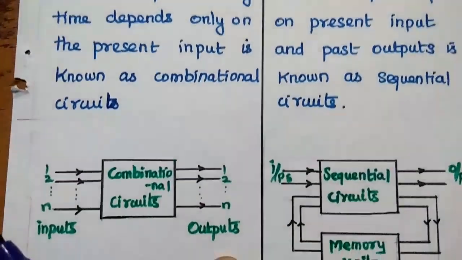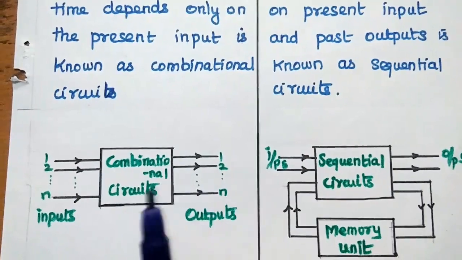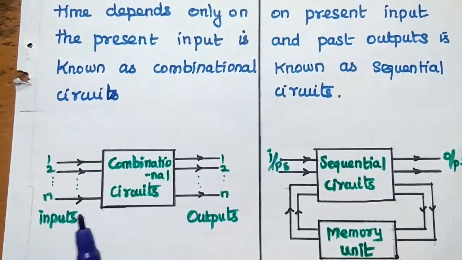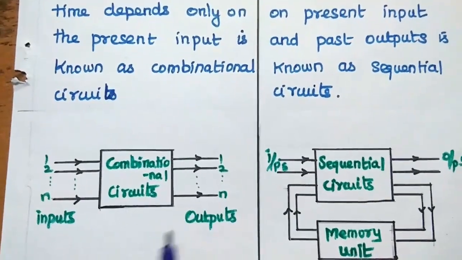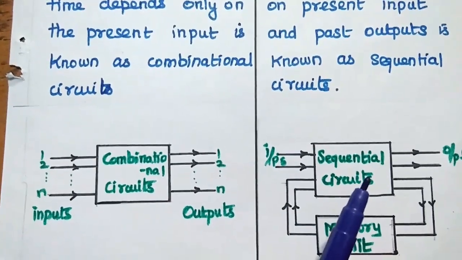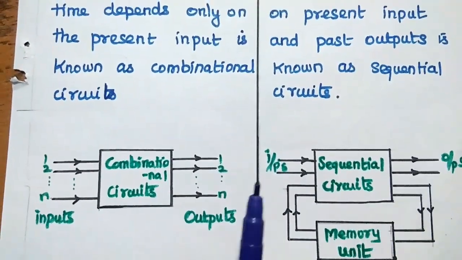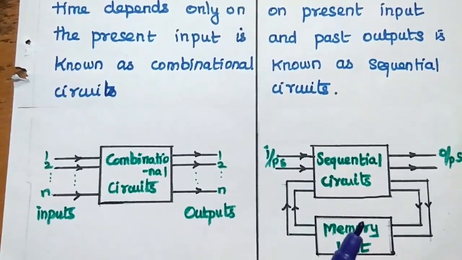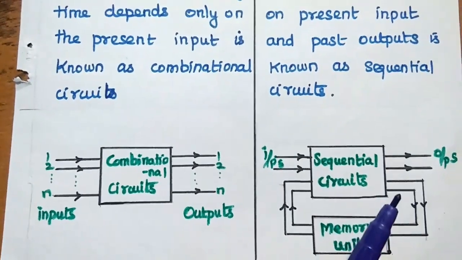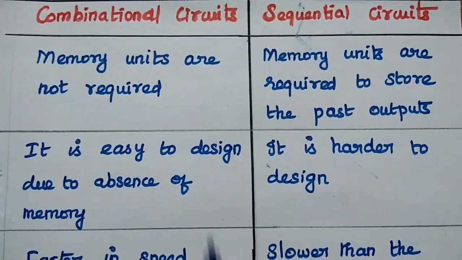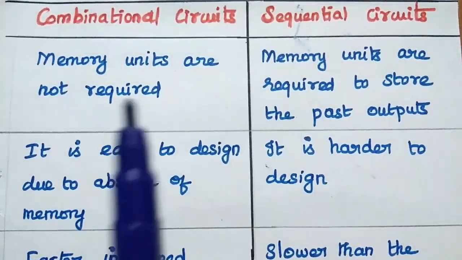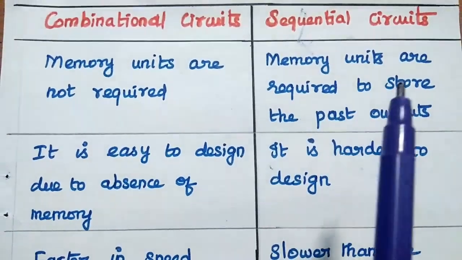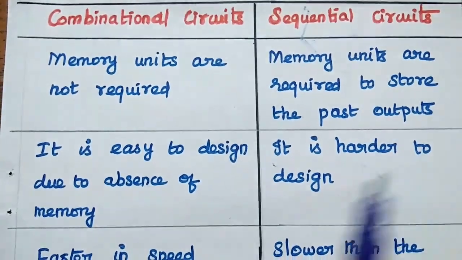Here we can see the diagrammatic representation of combinational circuit and sequential circuit. In combinational circuit, the output depends only on the present input, so there are no memory elements. But in sequential circuits, the output depends on the inputs as well as the past outputs. So here we need to have a memory unit to store the previous outputs. In combinational circuits, memory units are not required. But in sequential circuits, memory units are needed to store the past outputs.